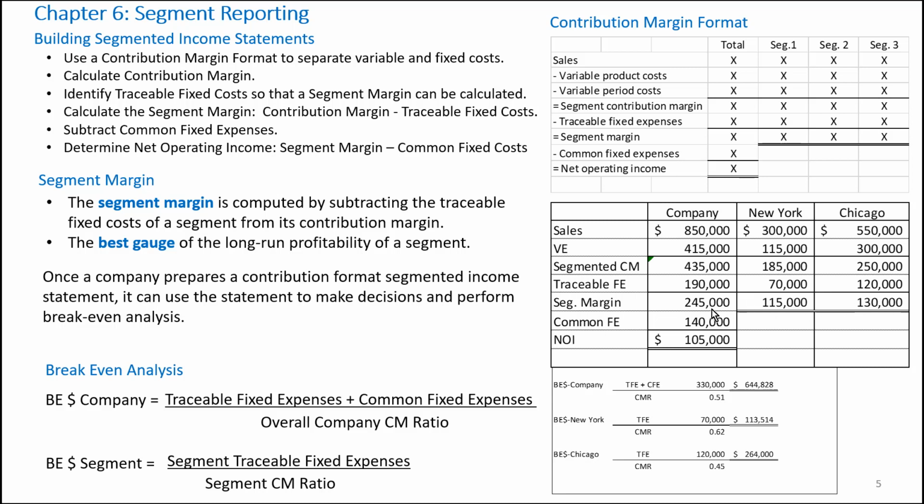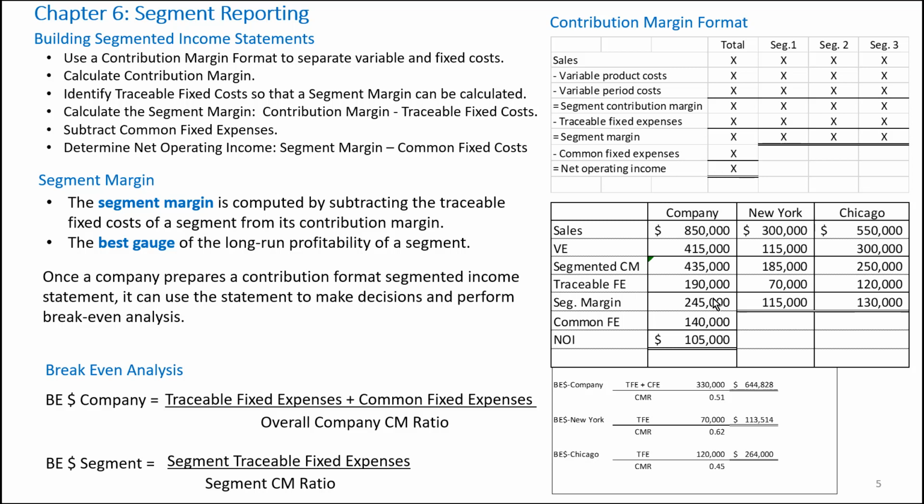At that point, though, you're finished with the segment part of the report. The only thing that's left is to subtract common fixed expenses from the segment margin to get the net operating income. You notice that the common fixed expenses are not allocated to any of the segments because we could not effectively trace them to each of those areas.